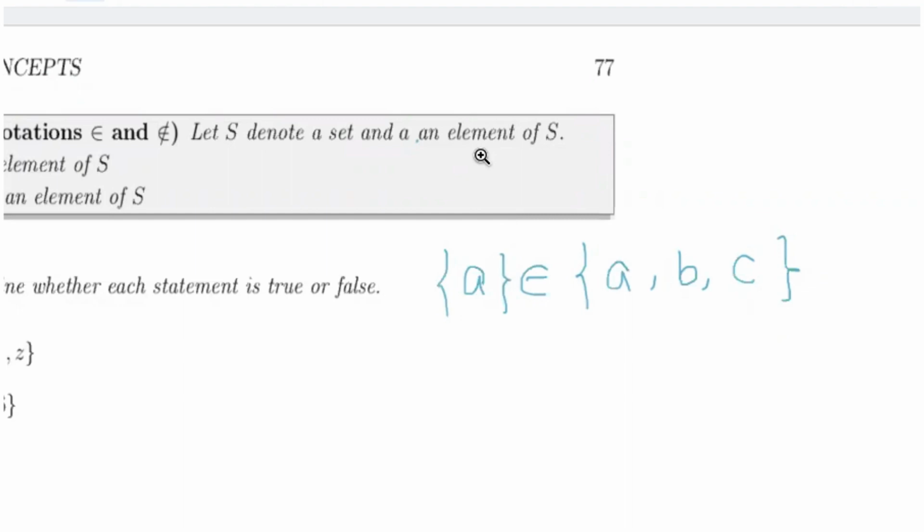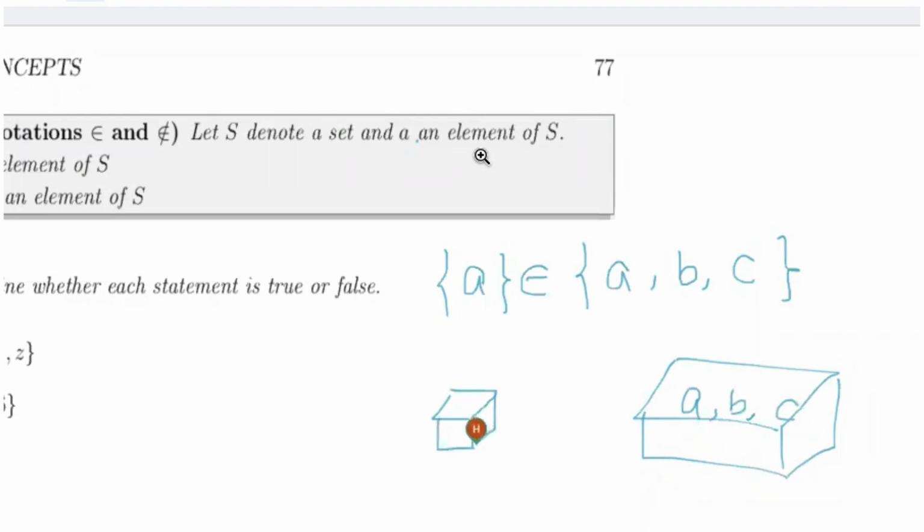Okay, now you can think of it as here's a box. Remember, the set is a box. Here's A, B, and C sitting in here. Now here's a small box with the set A. Is set A an element here? Meaning, can you find the box of A in here?